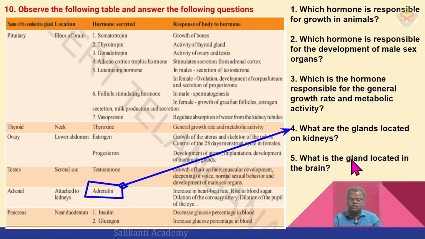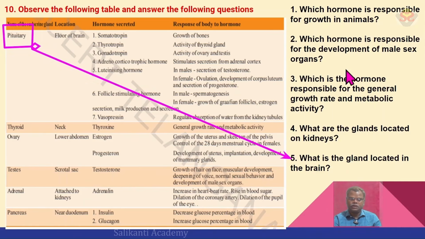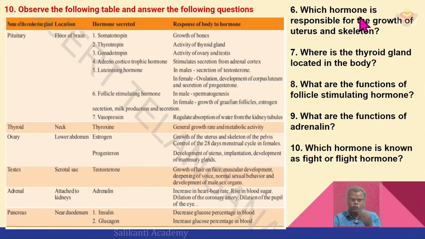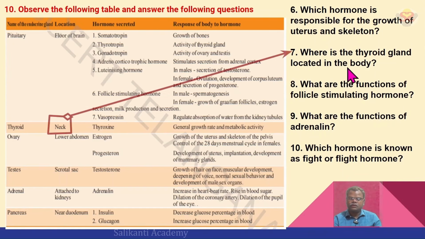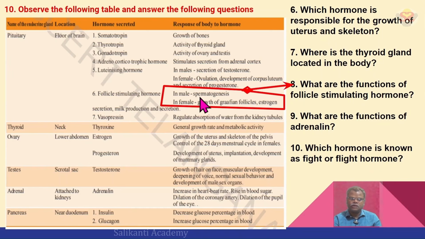Adrenal. What is the gland located in the brain? Pituitary. Which hormone is responsible for the growth of uterus and skeleton? Estrogen. Where is the thyroid gland located in the body? Neck. What are the functions of follicle stimulating hormone? In male, spermatogenesis; in female, growth of Graafian follicles, estrogen.